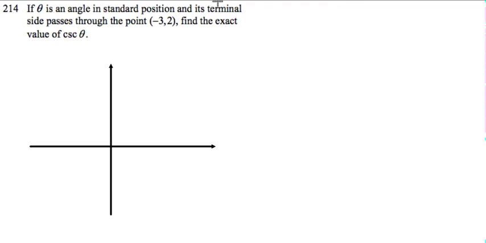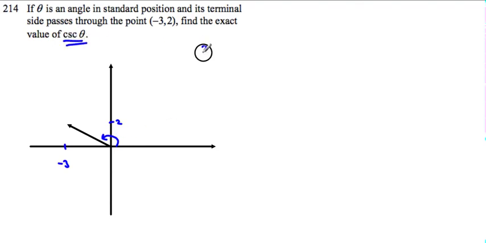So -3, 2. -3 would be around here, and 2 would be around here. That means our terminal side would be somewhere around here. Now, the angle that we are looking at is over here. But the thing is, we are looking for cosecant theta.